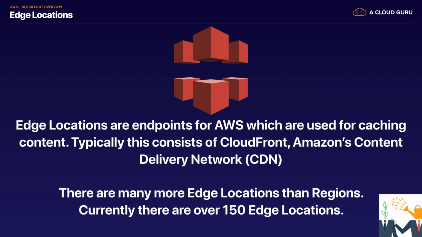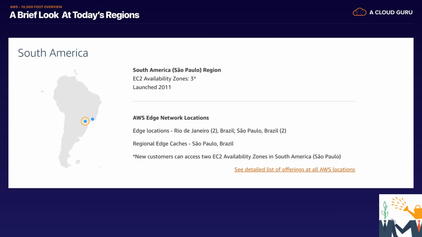What's important is that you understand that an edge location is not a region. It's actually just a sort of a smaller location that AWS have, and it's used for caching content. And there's always going to be more edge locations than there are regions. Currently, there's over 150 edge locations around the world. Let's have a look at South America. We've got a region in Sao Paulo, and then we've got a whole bunch of different edge locations around Rio de Janeiro and Sao Paulo as well.